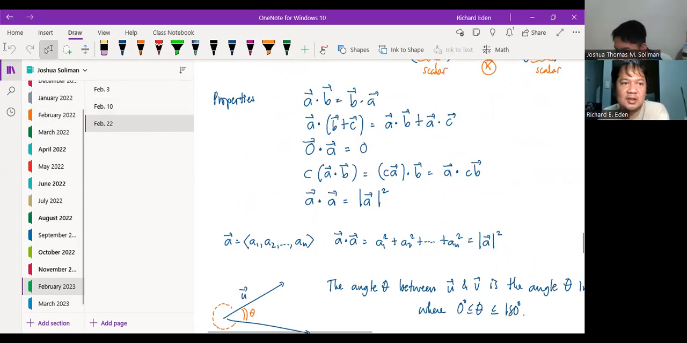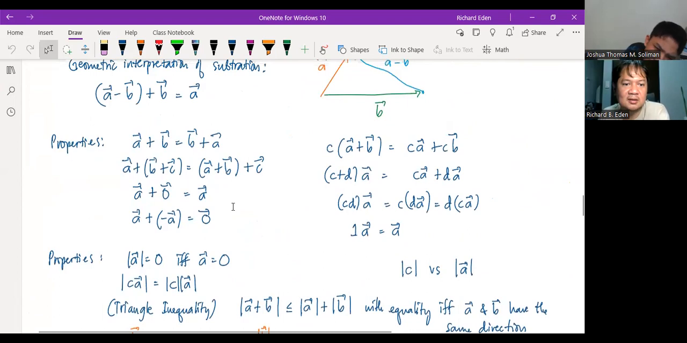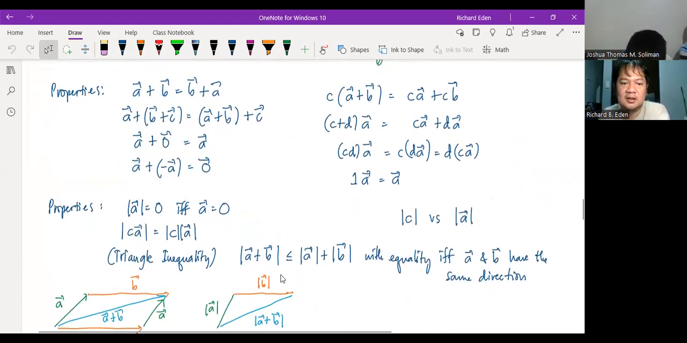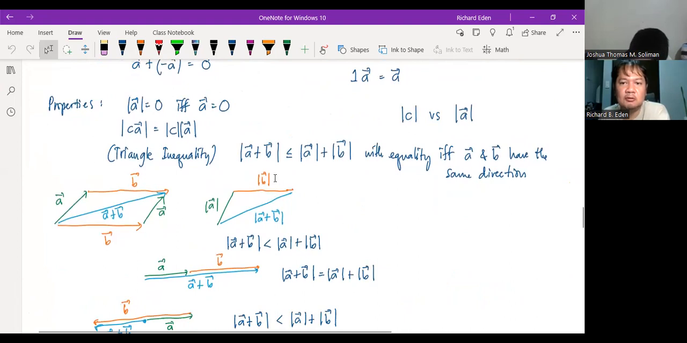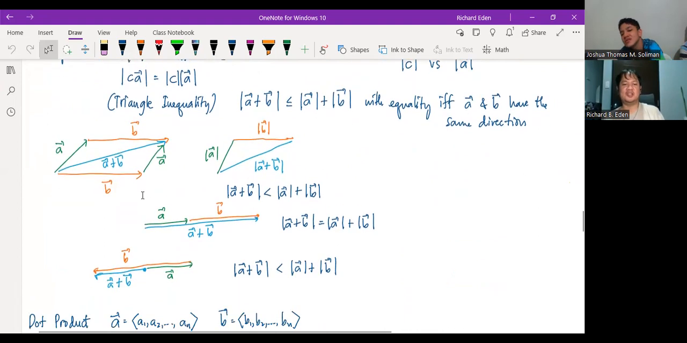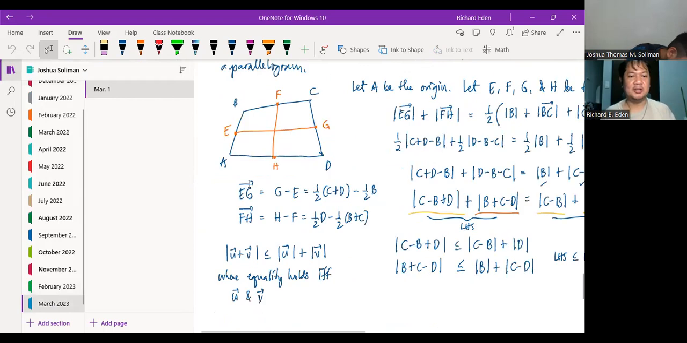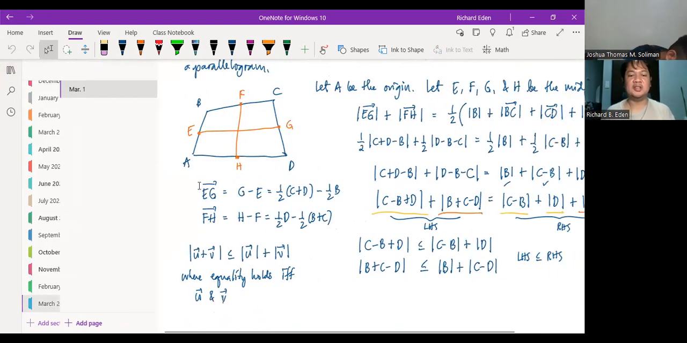We started with vectors from our previous meeting. Here is the triangle inequality, with equality if and only if A and B have the same direction. In fact, if they're orthogonal, the sum vector A plus B will be the hypotenuse, and the Pythagorean theorem holds: C squared equals the sum of the squares of the other two. So in this case, if equality holds, that means u and v point in the same direction.